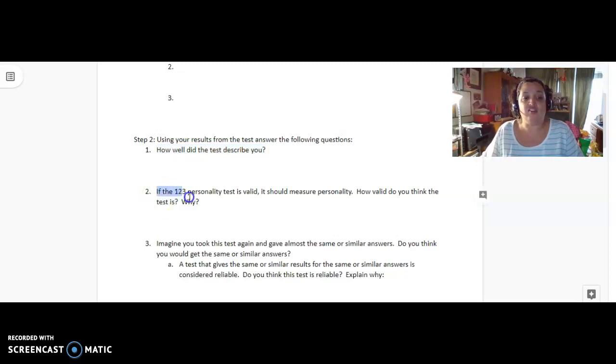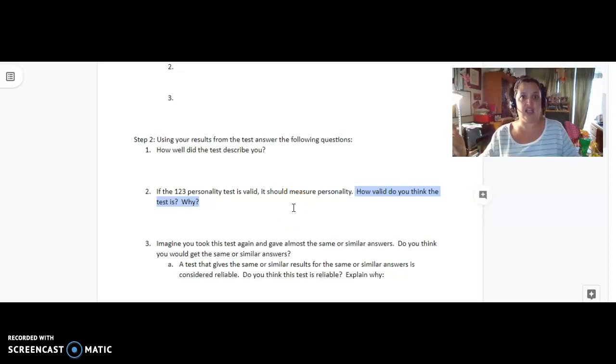But when we get to number 2, this is talking about the test itself. So if the personality test is valid, it should measure personality. If it measured personality, that means it's valid, even if you didn't like the results. If it did its job and measured personality, that makes it valid. So the question is, how valid do you think the test is? Well, again, look at what it measured. It should measure personality. That's what it claims it will measure.